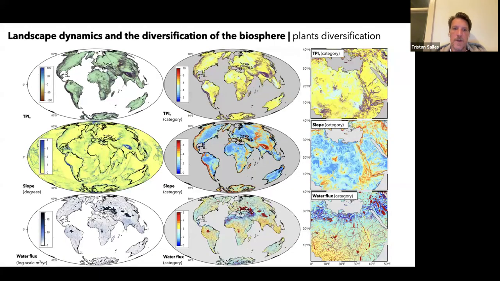Another thing that we can do, now moving from the marine life to the continental life, is trying to evaluate how these geomorphic features that we are able to map in the model can be used to evaluate plant diversification. So what we did is we took some of the morphometrics from our models. So you've got the roughness of the landscape at the top, slopes, water fluxes, and we categorize them and combine them into one single matrix that we call the physiographic index or the physiographic diversity index, which basically represents the complexity of the landscape in terms of all these parameters.